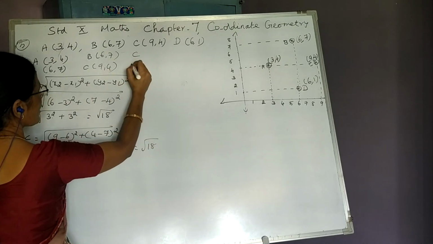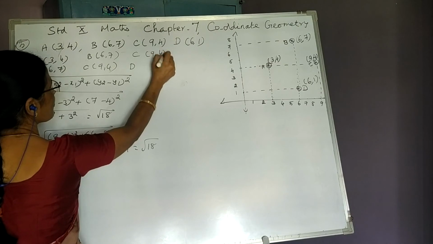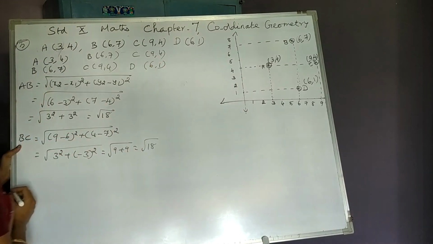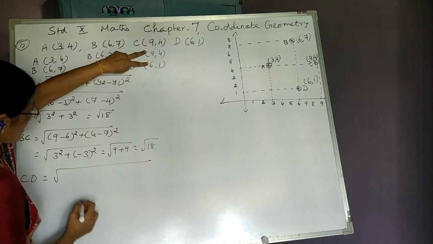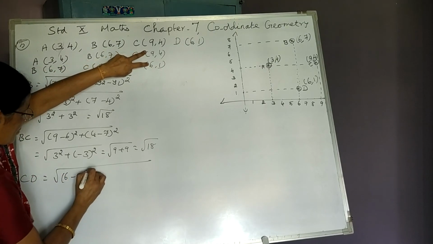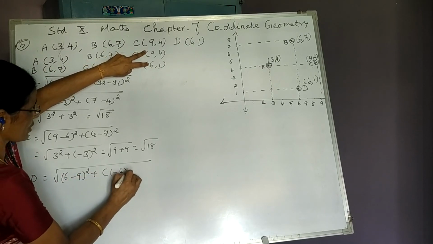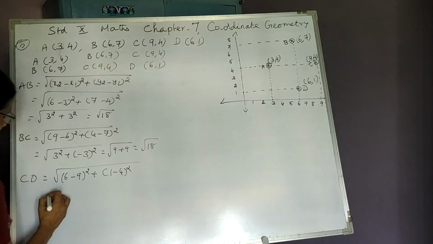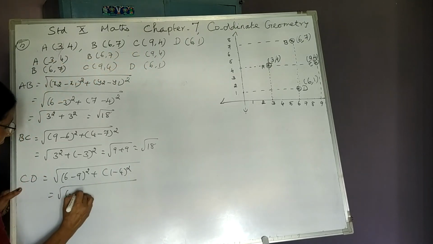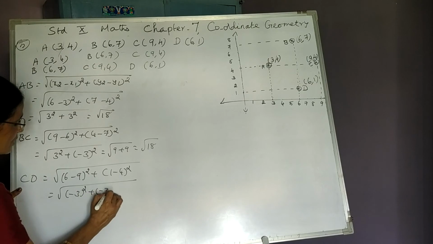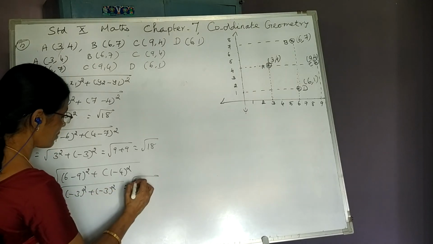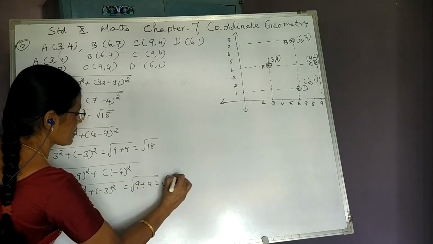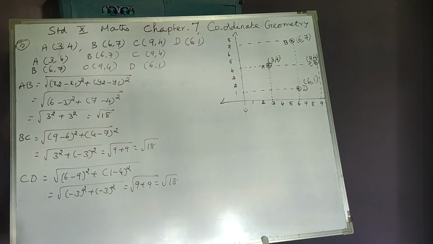Then I write C and D one below the other. So I find the distance CD. 6 minus 9 the whole square plus 1 minus 4 the whole square. 6 minus 9 is minus 3 whole square plus minus 3 square. Because of the square we get a plus term. 9 plus 9, which is equal to root of 18.